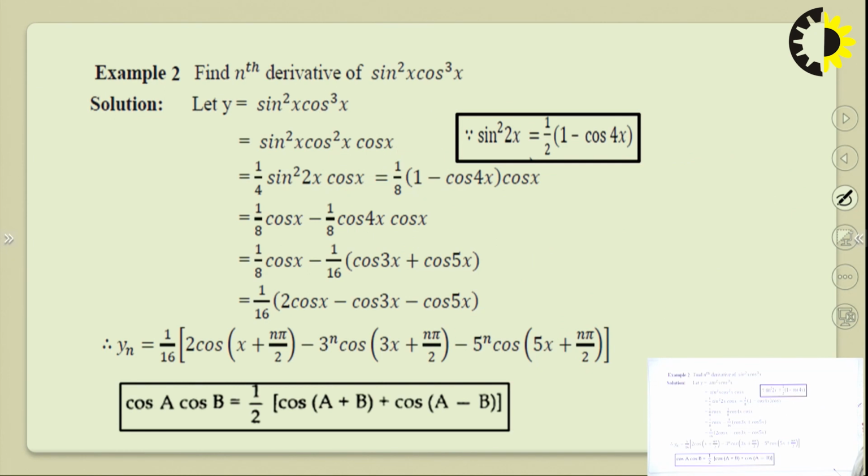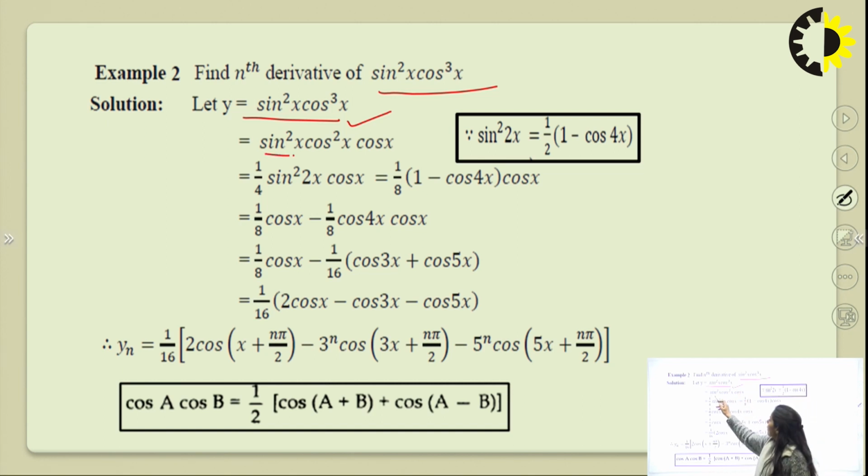So now next, we have to find the nth derivative of sin square x cos cube x. Let this function be equal to y. Now this is not in standard form. Here there are powers of sine or cos and multiplication of sine and cos. So firstly we will convert this function into standard form.